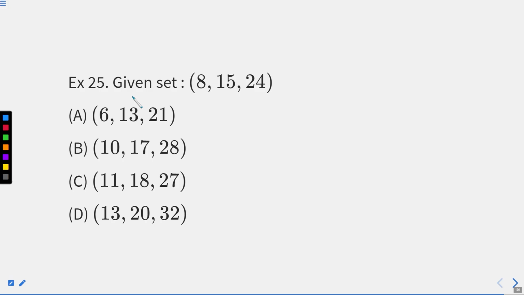Now, given the set 8, 15 and 24, how are these things related to each other? We can see here, the first is 8, the second is 15, the third is 24. What is the difference between them? It is plus 7. Okay. And what is the difference between this? It is plus 9. So we can check if this relation follows or not.